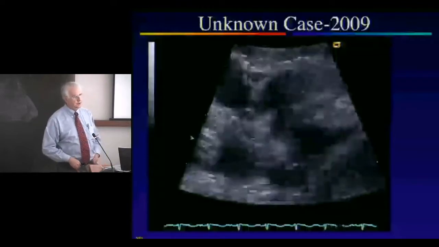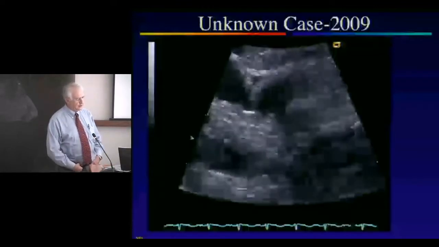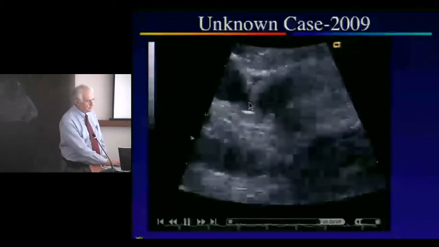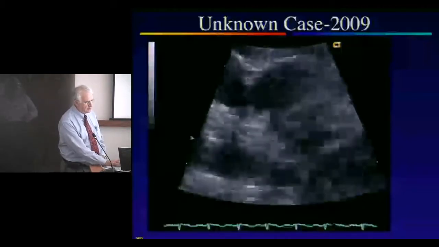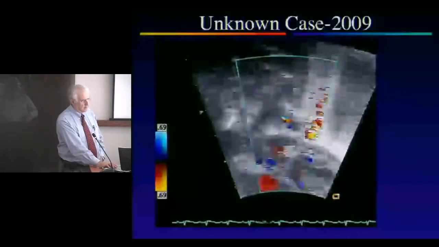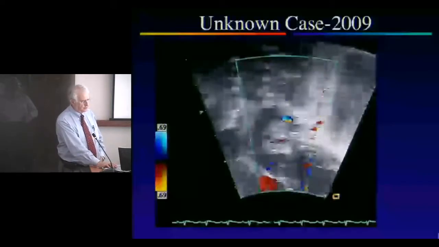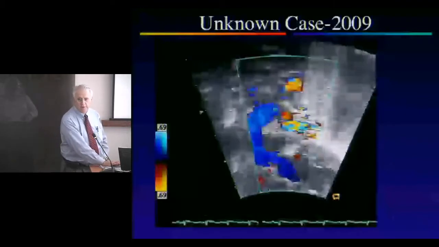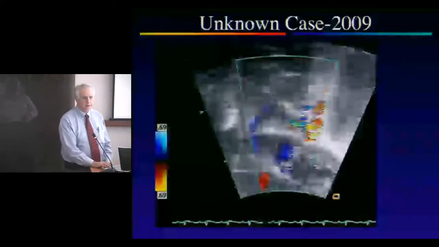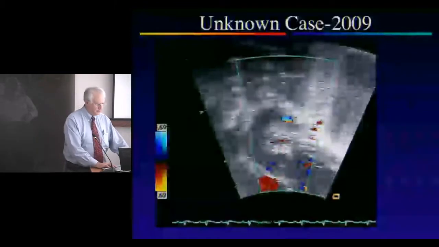So here's the first picture, and this is a parasternal short axis view. Here's the aorta, and here's the main pulmonary artery. Here's the left pulmonary artery. And there's a subcostal view, and you can see accelerated flow in the left pulmonary artery. Okay? And it actually looks a little small, doesn't it?